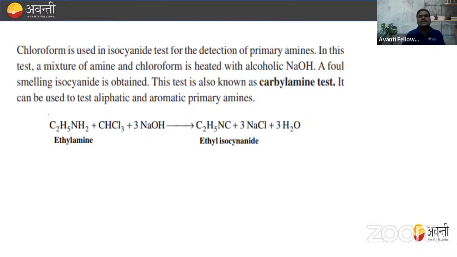Chloroform is used in the isocyanide test for the detection of primary amine. In this test, a mixture of amine and chloroform is heated with alcoholic NaOH. So what happens, beta? Here we have ethyl amine and here we have chloroform. When they react, what will form? That is ethyl isocyanide. So ethyl isocyanide will be formed.